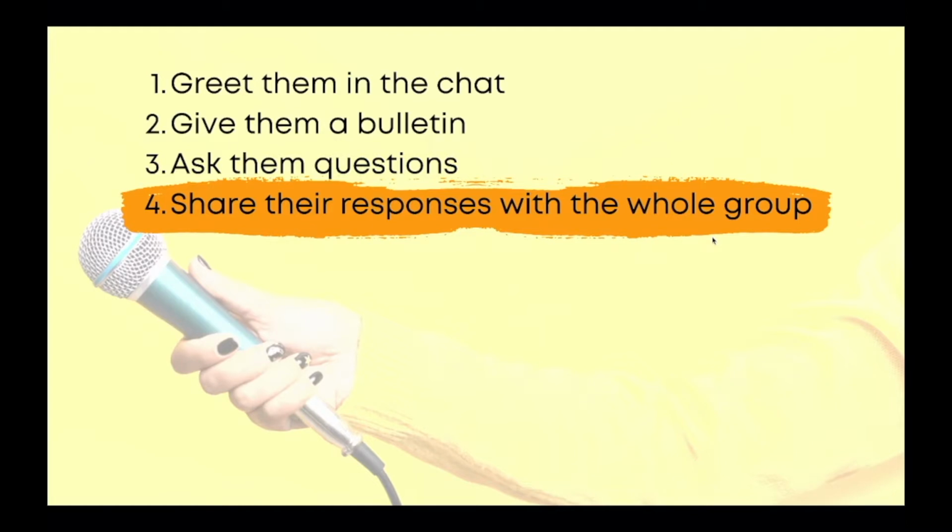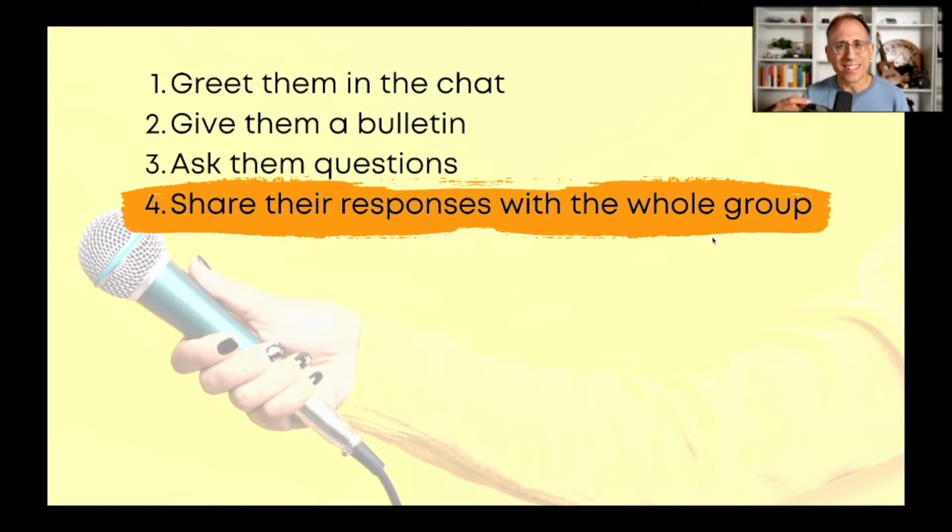And then at the end of the worship service, we loop back and we share what those responses were, which I think is my next one. Is that my next one? Oh yeah, share their responses with the whole group. So you ask them the question. That's one way of engaging with them. That's good. But then getting those questions back into the full experience for everyone is the next necessary step. Share their responses with the whole group.